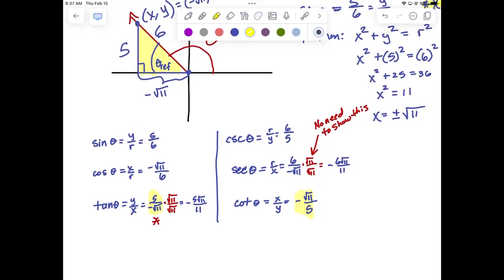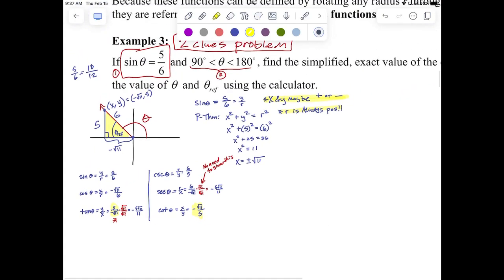So, do we have all 6 trig ratios? Yeah. So that's why it was a fun two-clues problem. We had 2 clues: 1 trig ratio, and then another clue that told us where it lived. And from those 2 clues alone, we were able to extract all 6 of the trig ratios. That's pretty awesome.